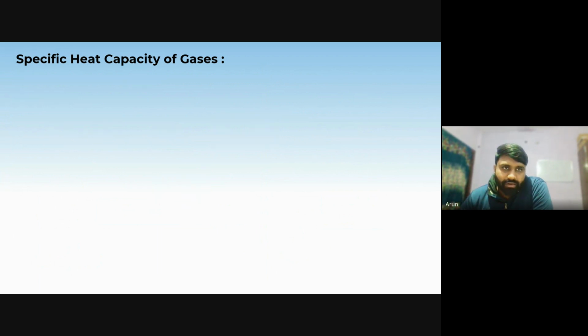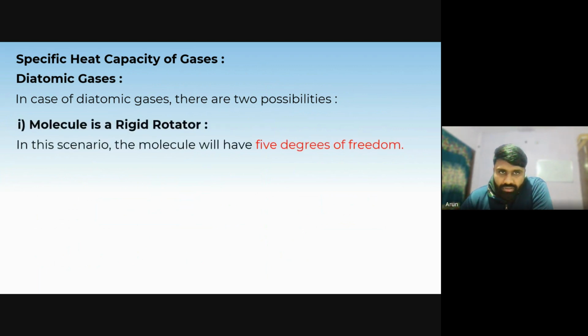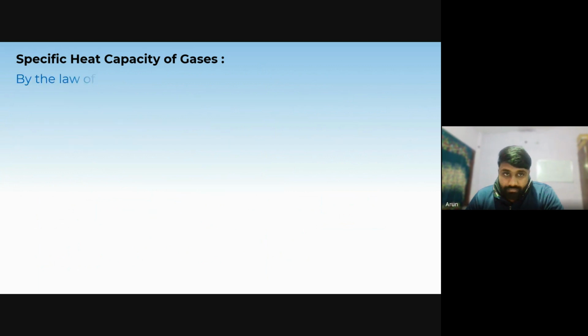Okay. Now for a diatomic gas, we have two possibilities. What? The molecule is a rigid rotator. If it is a rigid rotator, it cannot vibrate. It is rigid, so it cannot vibrate. So due to vibration, these extra 2 degrees of freedom we will not consider here. So only 5 degrees of freedom are there: 3 from translation, 2 from rotation.